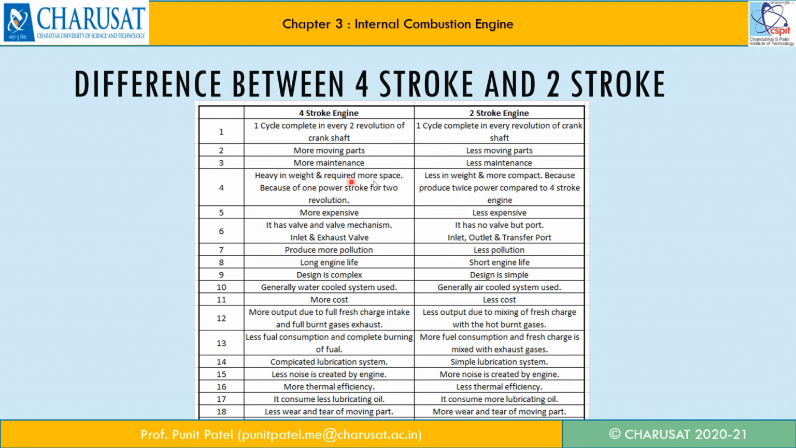The four-stroke engine is heavy in weight, whereas the two-stroke is light in weight. The four-stroke engine is more costly compared to the two-stroke engine. The important part is that the four-stroke produces more pollution, whereas the two-stroke engine produces less pollution. The four-stroke has a long engine life, whereas the two-stroke has a short engine life. The design is complex, whereas in the two-stroke the design is simple.